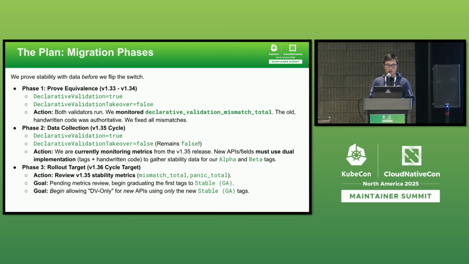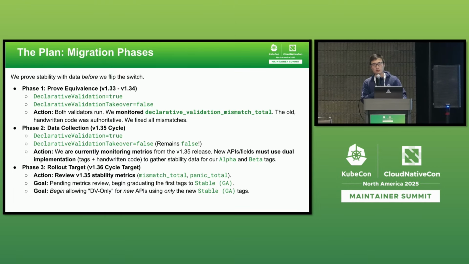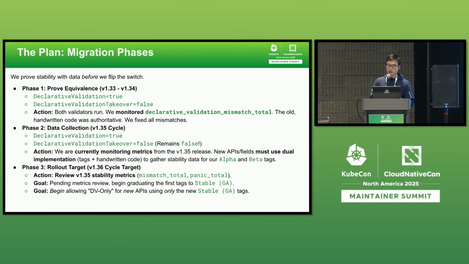So here's our plan to do the migration. Phase one is already finished. We proved the equivalence basically in 1.33 and 1.34. We have these two feature gates. The first one is on and the other is false, which means that both declarative validation and handwritten validation run in parallel. And we collect the metrics. These metrics are supposed to be 0 to prove that the generated code is equivalent to the handwritten code.